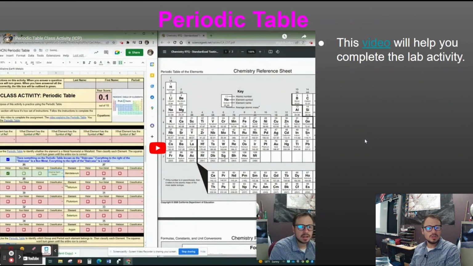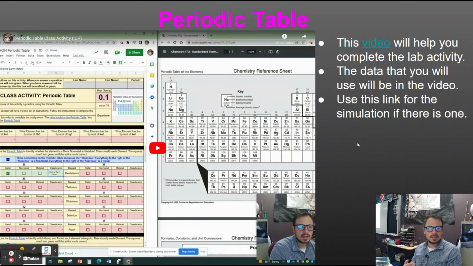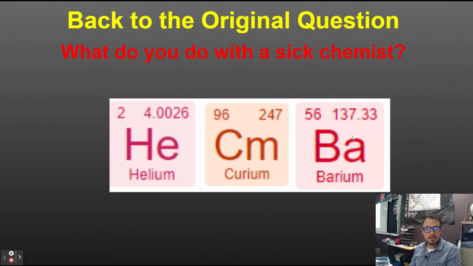So in order to reinforce this, we did the periodic table class activity, which you had to identify the symbol, classify it as a metal or metalloid, and what that means. So there's a lot in that video that reinforces going over the periodic table.